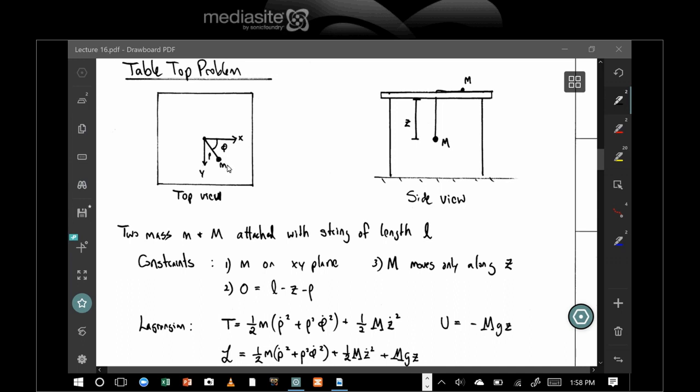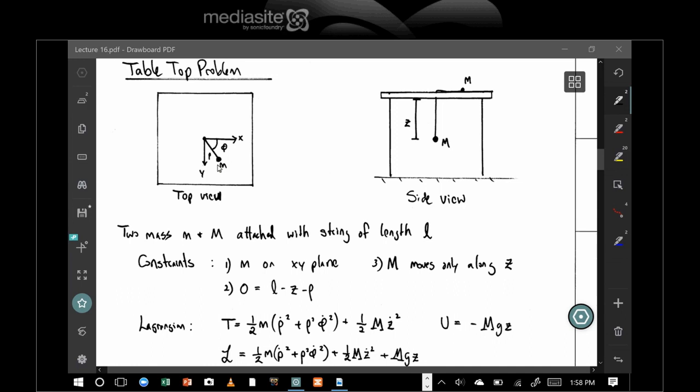We're going to want to solve for all possible motions for mass little m and big M. So let's first write down the equations of constraint for this problem, and then we're going to look at the Lagrangian. What constraints do I have? The first constraint is that mass little m can only move on the surface of the table. It cannot lift up. It can't come off the table. So basically it moves in the xy plane.